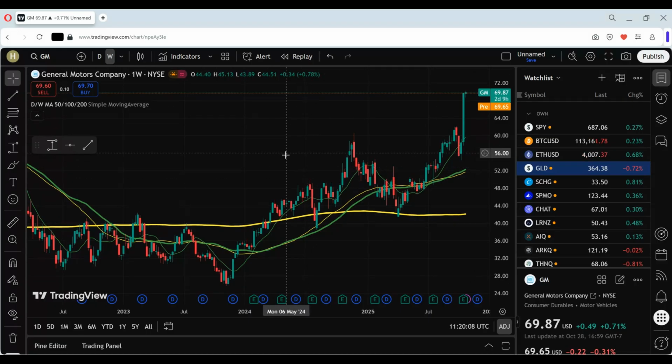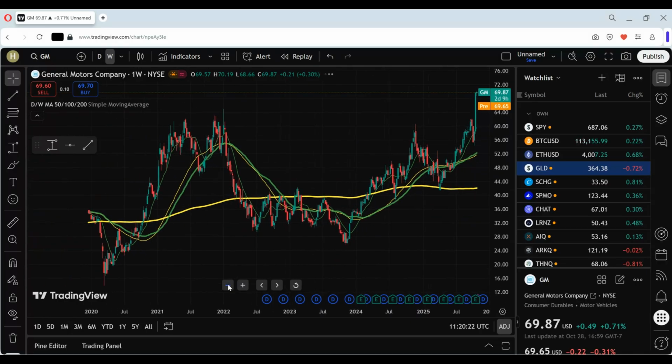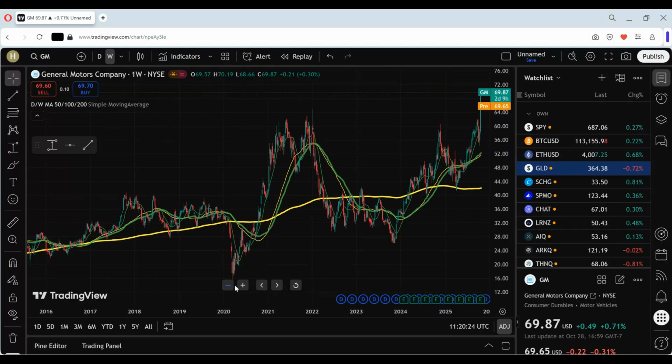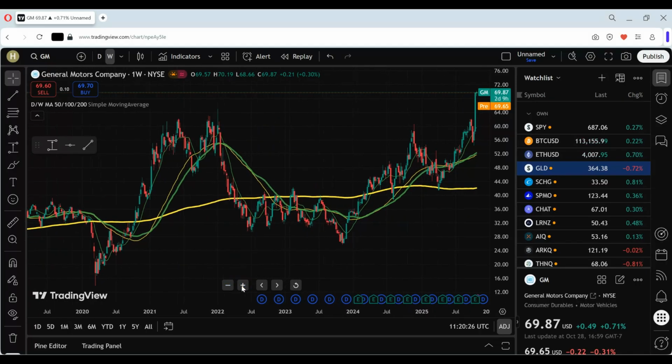The second way is you kind of move your mouse towards the bottom of the chart screen, and then this will pop up. This minus, plus, left arrow, right arrow, and then like a reset. So if you mouse down there, you can hit the minus button to zoom out, and the plus button to zoom in.